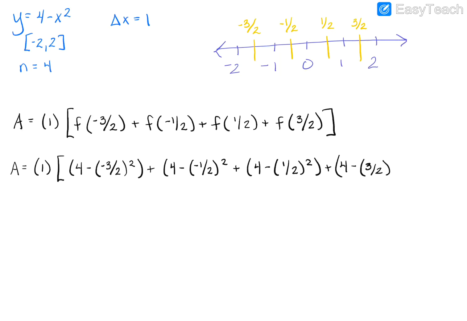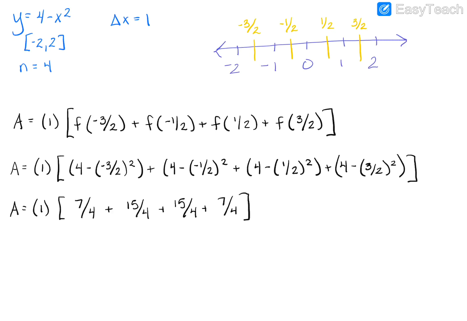squared. So that is going to come out to 7/4 plus 15/4 plus 15/4 plus 7/4. So if we compute that, we're going to have area equal to 1 times, and this all actually comes out to 11. So area is equal to 11 using midpoints.